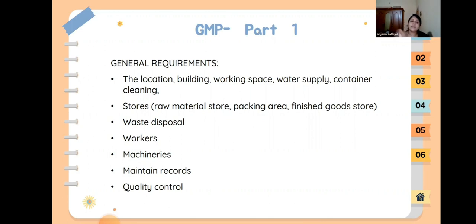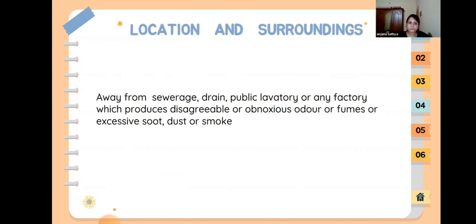So the general guidelines, the general requirements, will be related to location, building, workspace, water supply, container cleaning, stores that can be raw material store, packing area, finished goods store, waste disposal, workers and hygiene of workers, machineries, maintaining records, and quality control. So these are the general requirements. The general requirements on each and every section are explained in GMP.